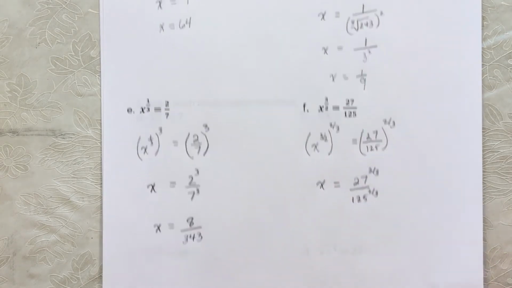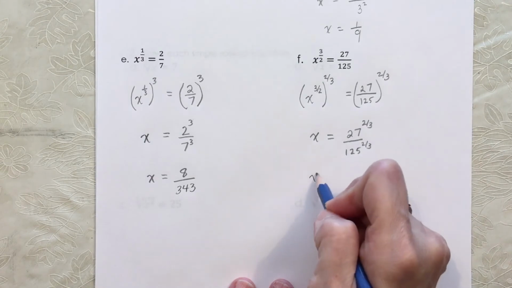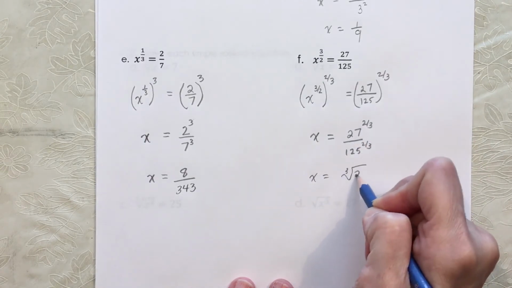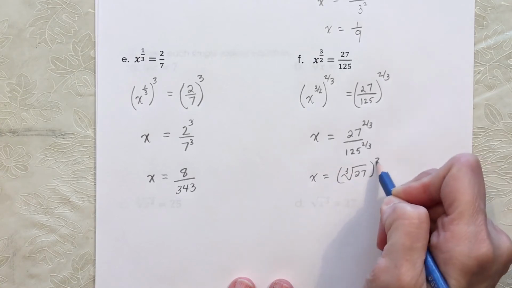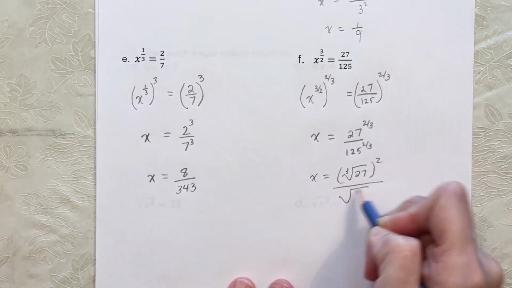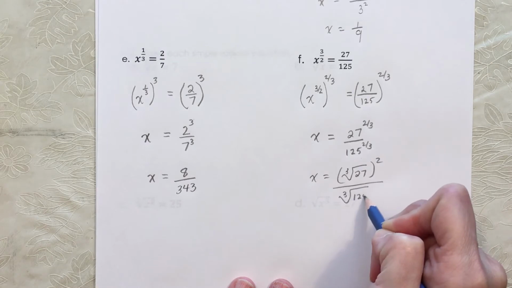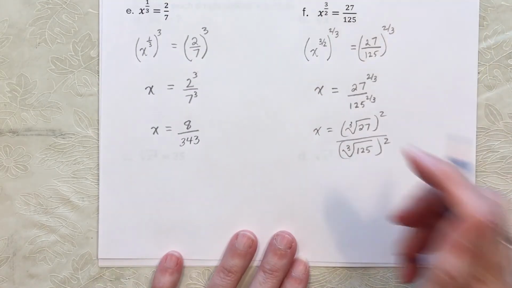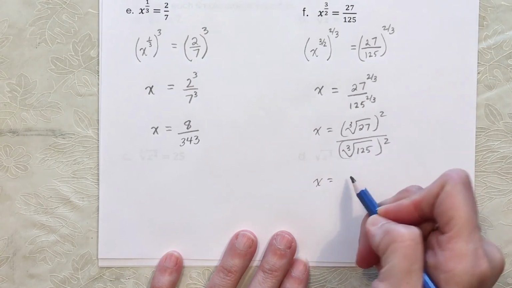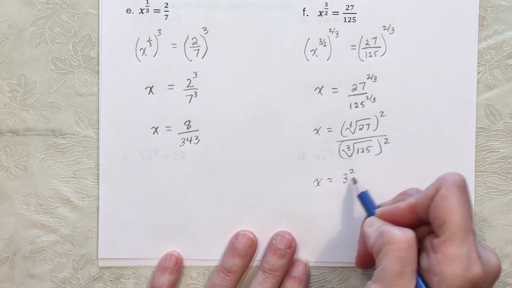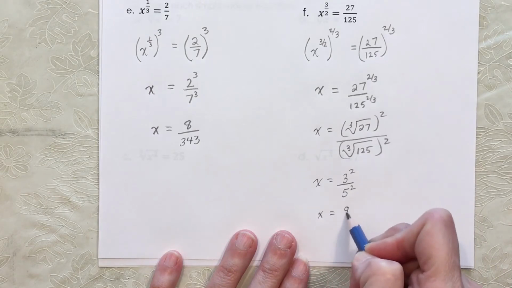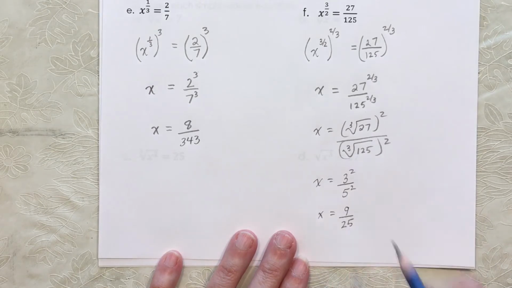And then we can use what we learned about rational exponents to evaluate. So that means the 3rd root of 27 squared over the 3rd root of 125 squared. So that's 3 squared over 5 squared, or 9/25.